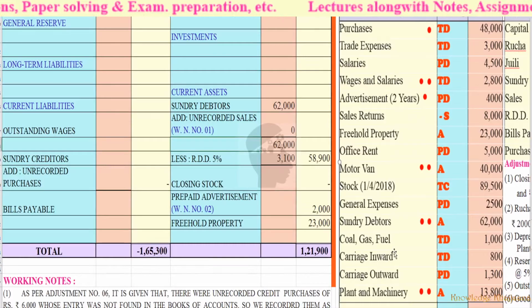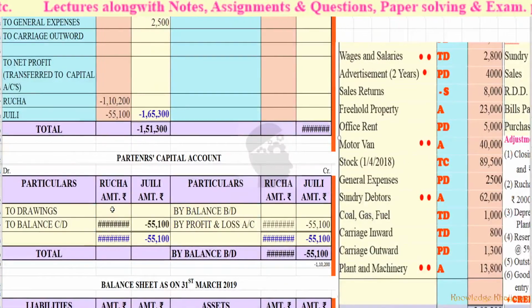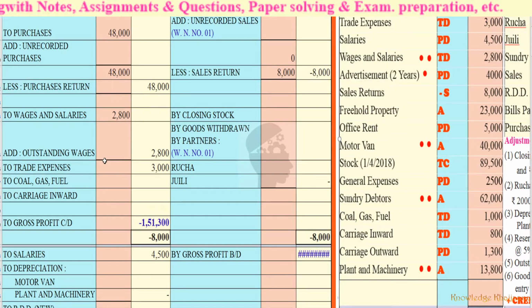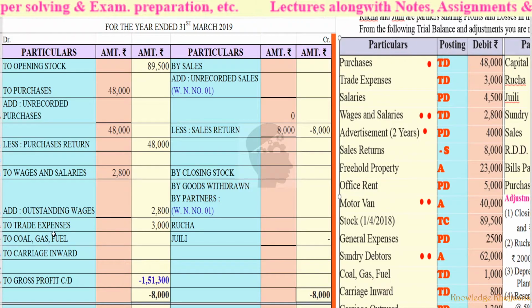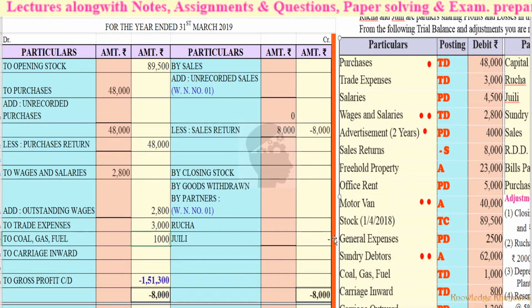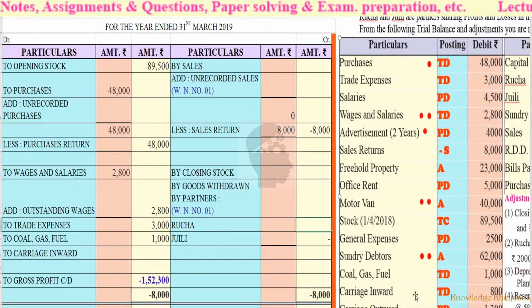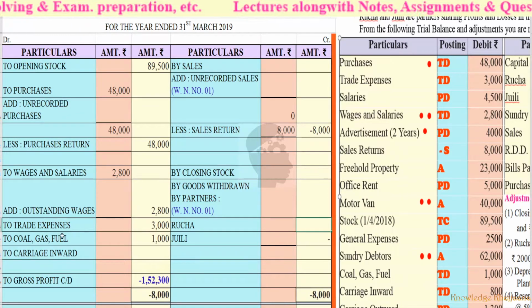Then, coal, gas and fuel, trading account debit side, rupees 1,000. Okay. Then, carriage inward rupees 800.